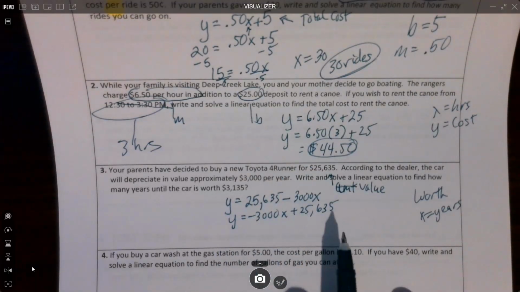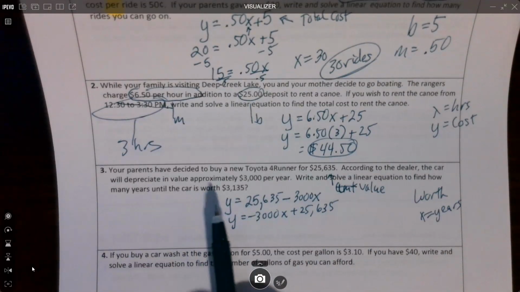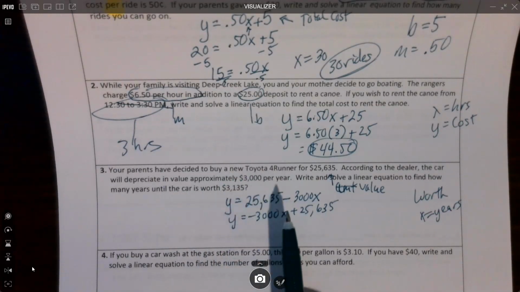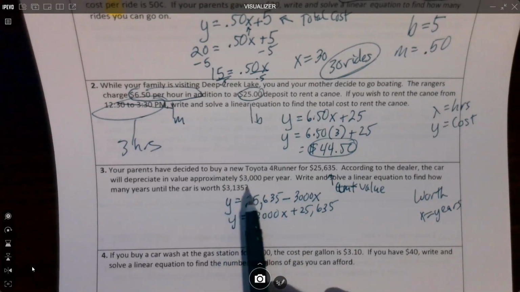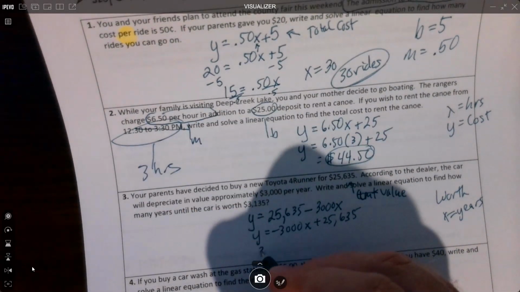All right, so I have this, and they want to know how long it will take before the car is worth $3,000. Now, where do I put this? Remember, X stands for years. That's not a year, that's a dollar amount. So that must mean it goes in for Y.